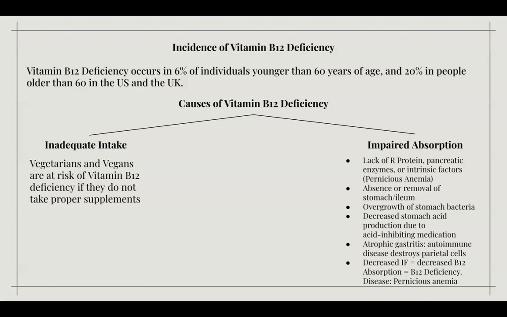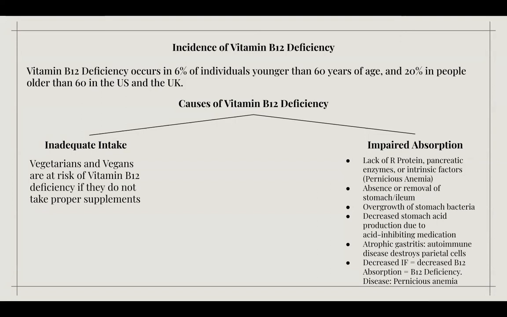Impaired absorption can be caused by a variety of things. If there's a disruption of absorption at any level, as previously discussed, such as lack of R protein, pancreatic enzymes, or intrinsic factors, also the absence and removal of the stomach or the ileum, the overgrowth of stomach bacteria, decreased stomach acid production due to acid-inhibiting medications, or disease called atrophic gastritis.